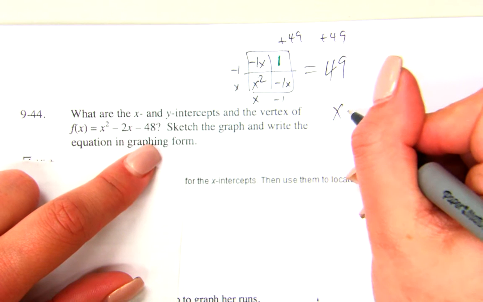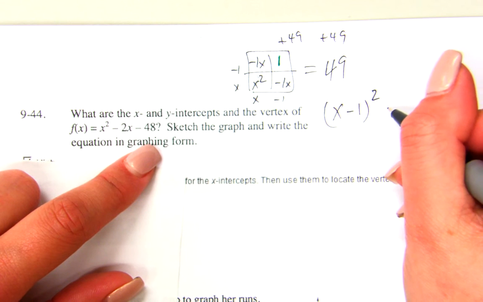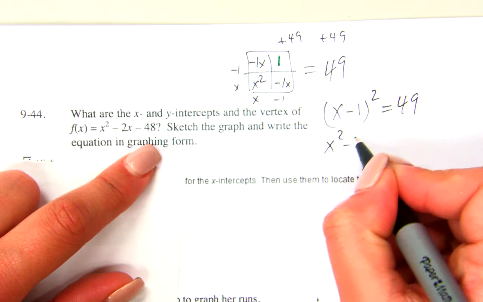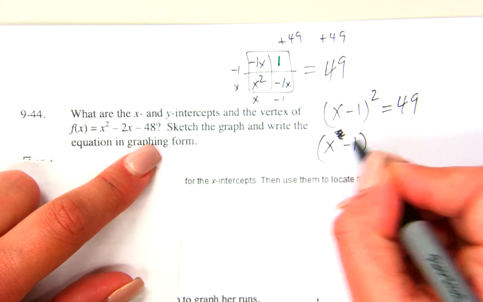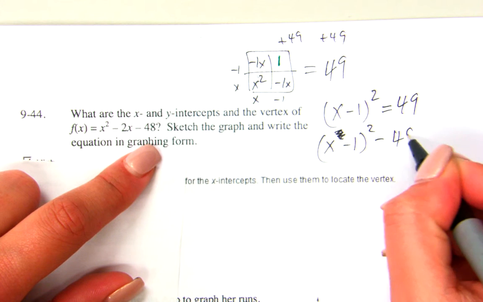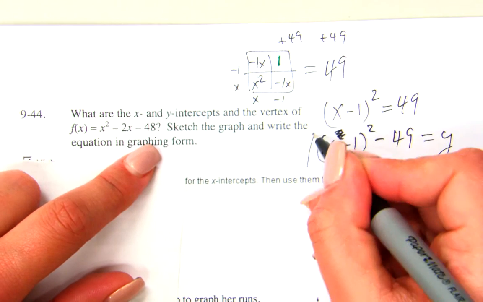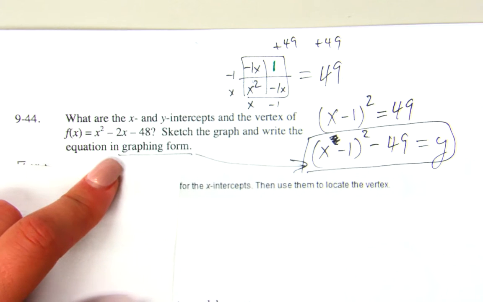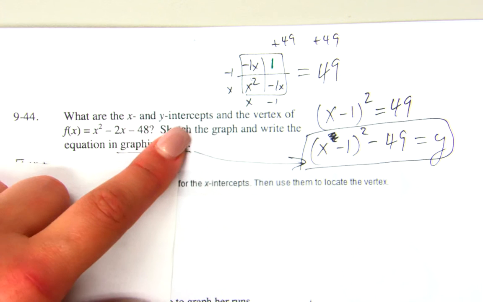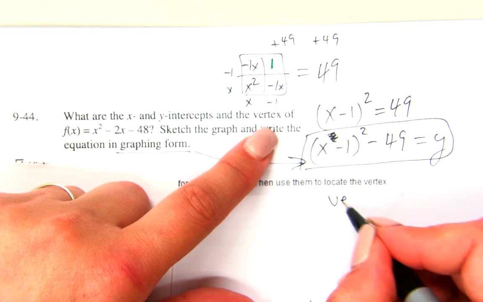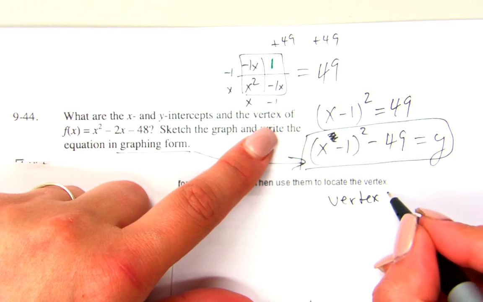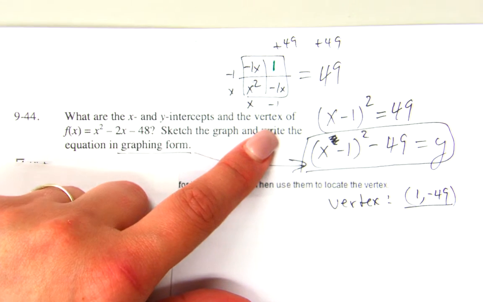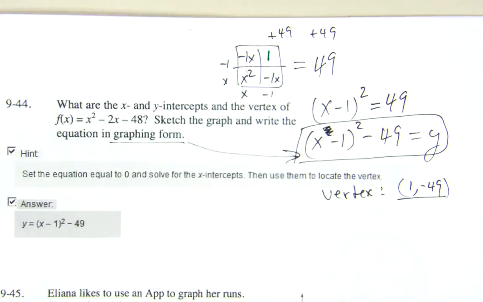So we have x minus 1 squared equals 49. And then I'm going to move that over. So x minus 1 squared minus 49. Okay. This is the graphing form of your function, or just look at your learning log. And then find the x-intercepts and the y-intercepts like you should know how to do. And your vertex from your graphing form is now at positive 1 and negative 49. There you go. All right, that was 44.